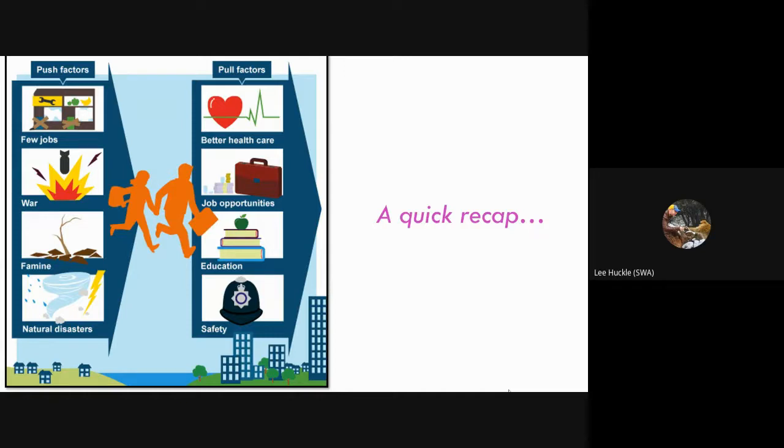We discussed many push factors of migration and pull factors. So just remind yourselves of what the push factors are, the general ones, the big four, if you like, tend to be lack of jobs, war, famine, natural disasters. The big four pull factors tend to be in search of better healthcare, economic job opportunities, education, and safety.